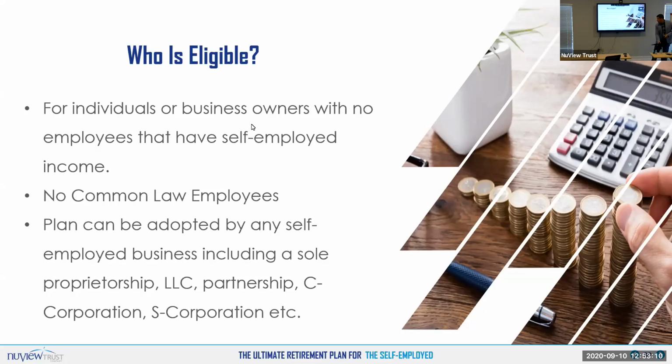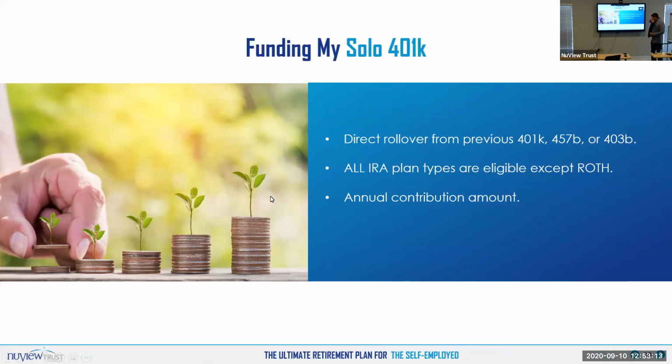All right. So we talked about eligibility. So we've mentioned this already, but how do you fund it? Well, the first way to fund it is by moving money in from previous qualified plans: 401ks, 403bs, 457s, your savings plans, basically plans through your employer, whether that's the government, state or local municipalities, or privately employed, right? The second one is all IRA plan types except the Roth. So all IRA plan types can go into the solo 401k, but not the Roth, unfortunately. And then the last thing is annual contributions.